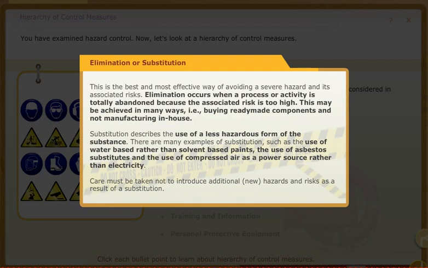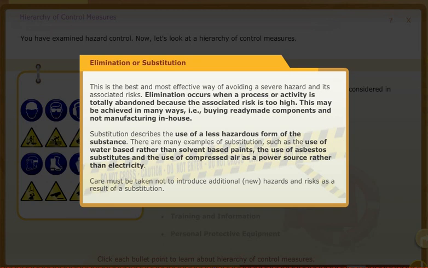Elimination or substitution. This is the best and most effective way of avoiding a severe hazard and its associated risks. Elimination occurs when a process or activity is totally abandoned because the associated risk is too high. This may be achieved in many ways, that is, buying ready-made components and not manufacturing in-house.